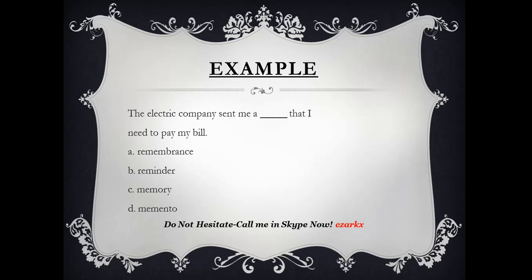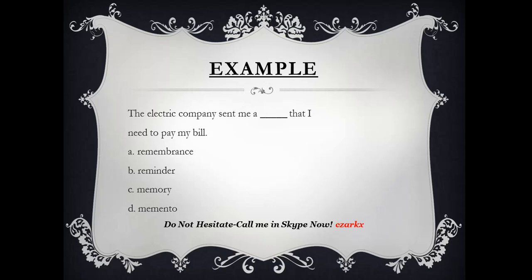All right, now let's say that you do obviously understand the sentence. The electric company sent me a something that I need to pay my bill. And you do understand what's missing here. Well, they probably send you a letter of notice, right? And a notice saying to you that you're late in paying your bill and you need to pay it. So how do we call that, right?